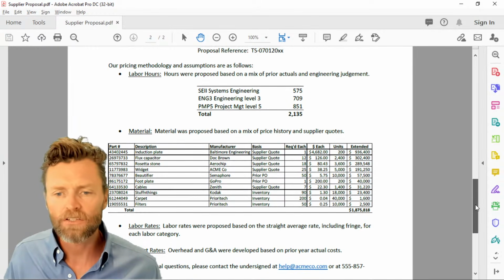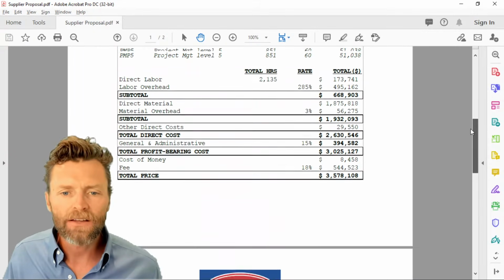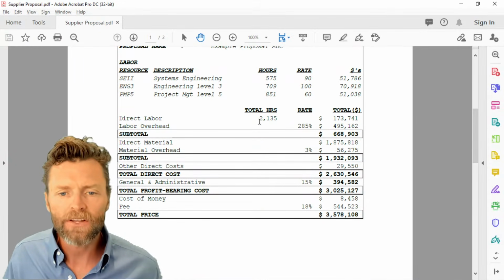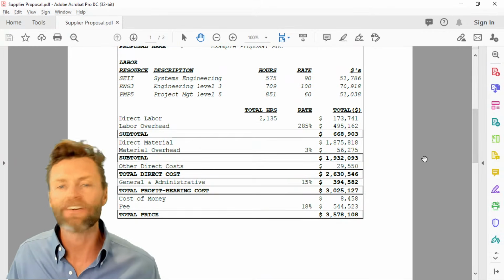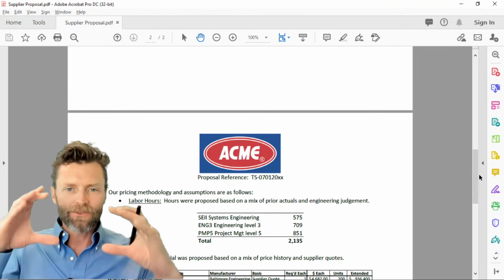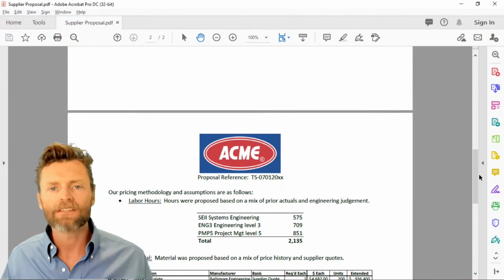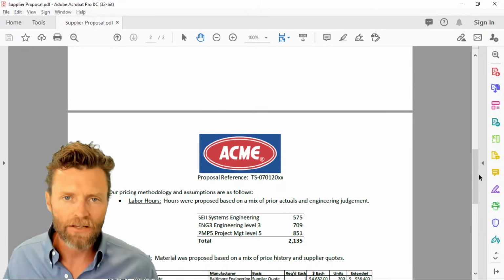I always do a quick little check. So I've got 2,135 hours. I always go up and look up here. Do I have total? Okay, here's total hours of 2,135. So, okay, at a high level, we're tying. See how you start at the high level and then you take everything that is included below and you check it up to the top.